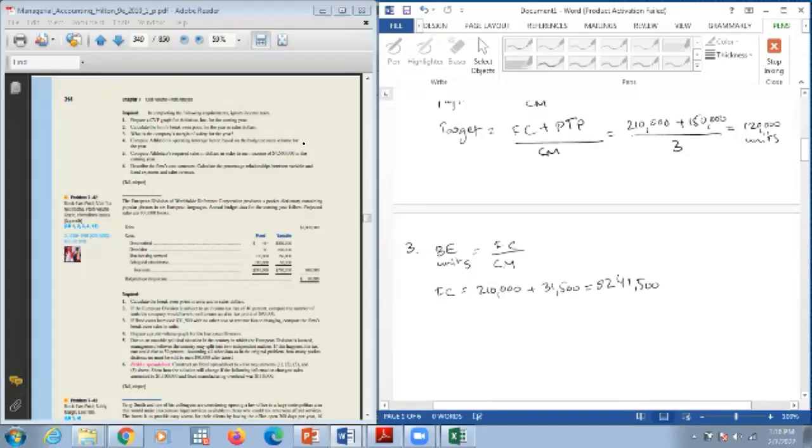So we'll take our original $210,000 and add $31,500 to get $241,500 as our new fixed cost. Plugging this into our formula, we get a new break-even: 241,500 divided by 500 units.